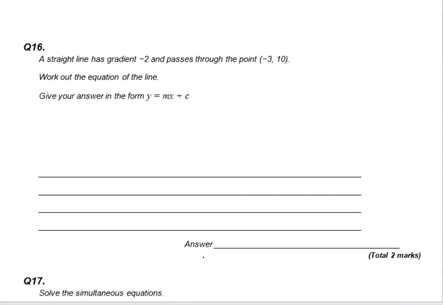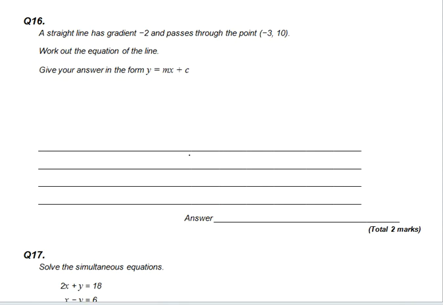And then our final question, oh no, we've got one more, question 16. A straight line has a gradient of minus 2. We're trying to write down y equals mx plus c, so straight away we can say y is equal to minus 2x plus c. Remember, this stands for the x value, this stands for the y, so sub that in.